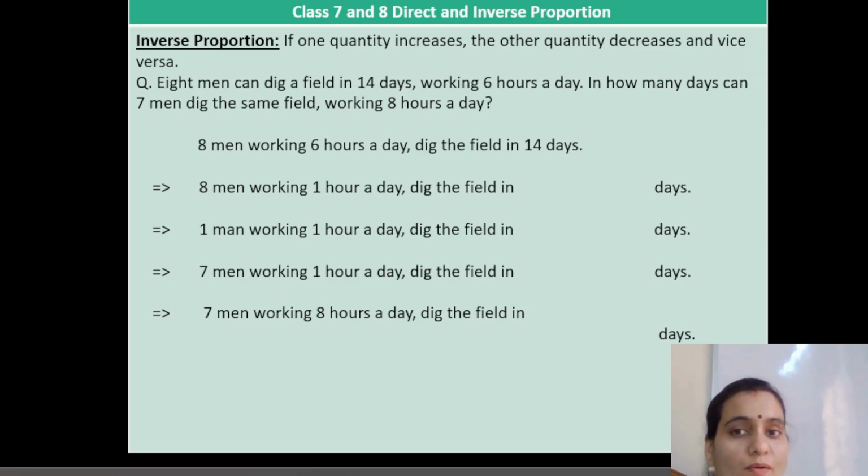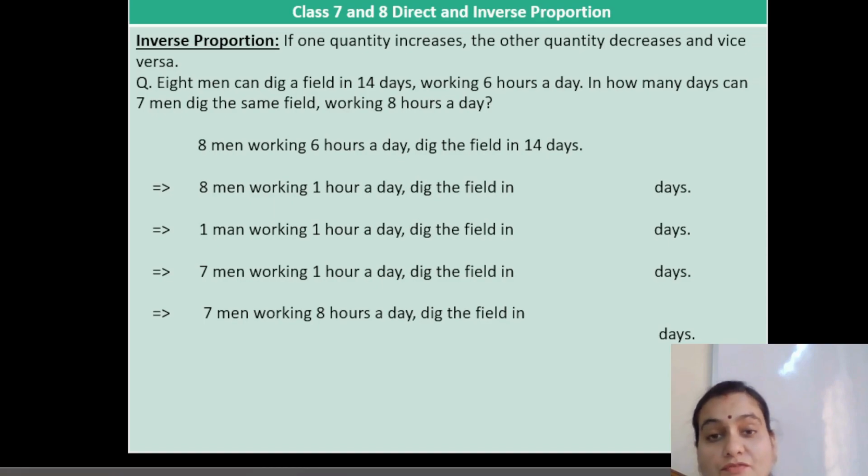But how do we go about solving? Here every parameter is changing. Men is changing, the number of hours they work in the field is changing. How do we go about it? So what we can do is we will find units of it, right? How much time will be required or days will be required for 8 men to dig the same field if they are working not 6 hours but 1 hour in a day.